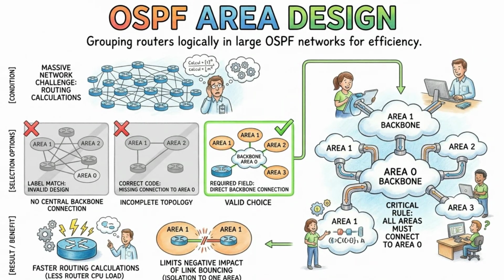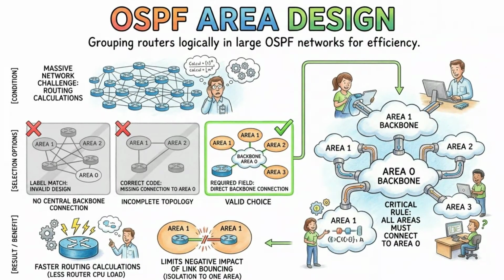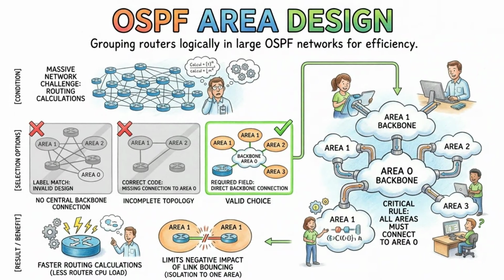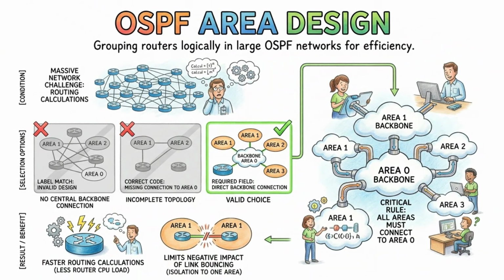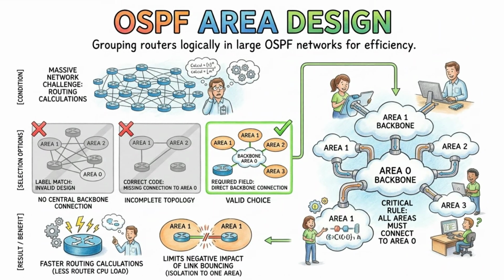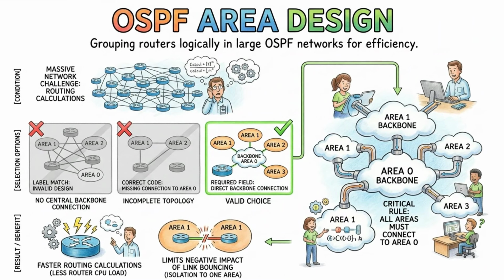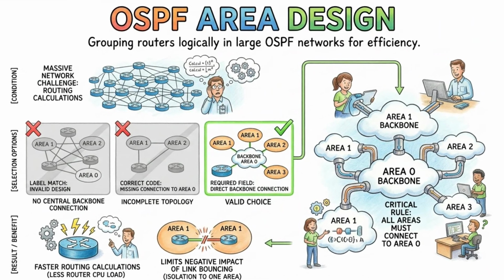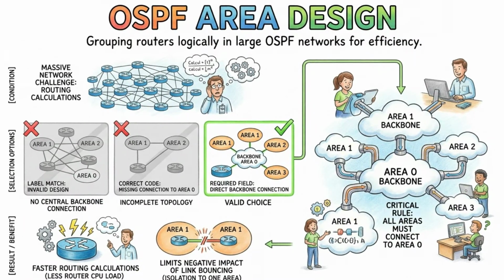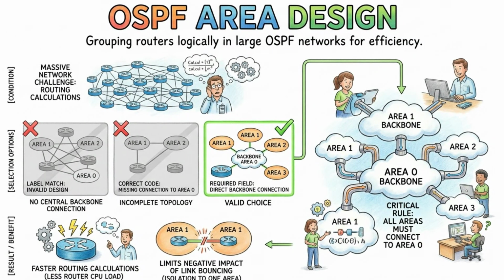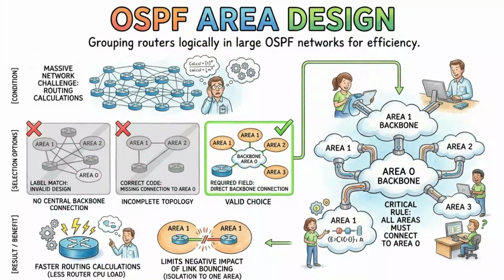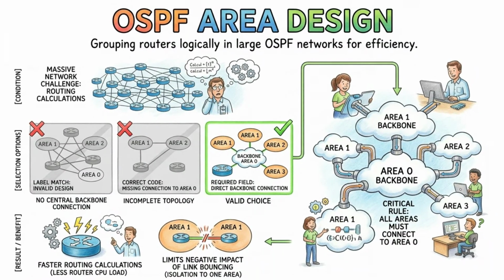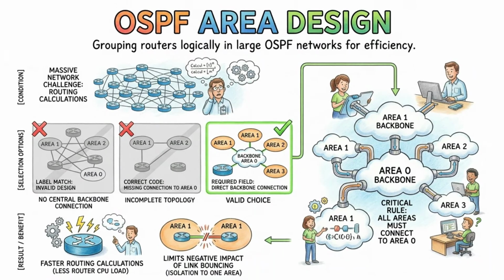To keep the OSPF routing calculations fast and efficient in massive networks, the protocol uses a clever hierarchical design built around different geographic areas. Instead of every router trying to memorize every single detail of a massive global network, administrators group routers into specific numbered OSPF areas. The most important rule to remember is that every OSPF deployment must have a backbone area, which is always configured strictly as Area 0. All other secondary areas must physically connect directly into this backbone Area 0 to successfully share routing information. This hierarchical area design minimizes processing power on the routers and limits the negative impact if a network link rapidly bounces up and down.